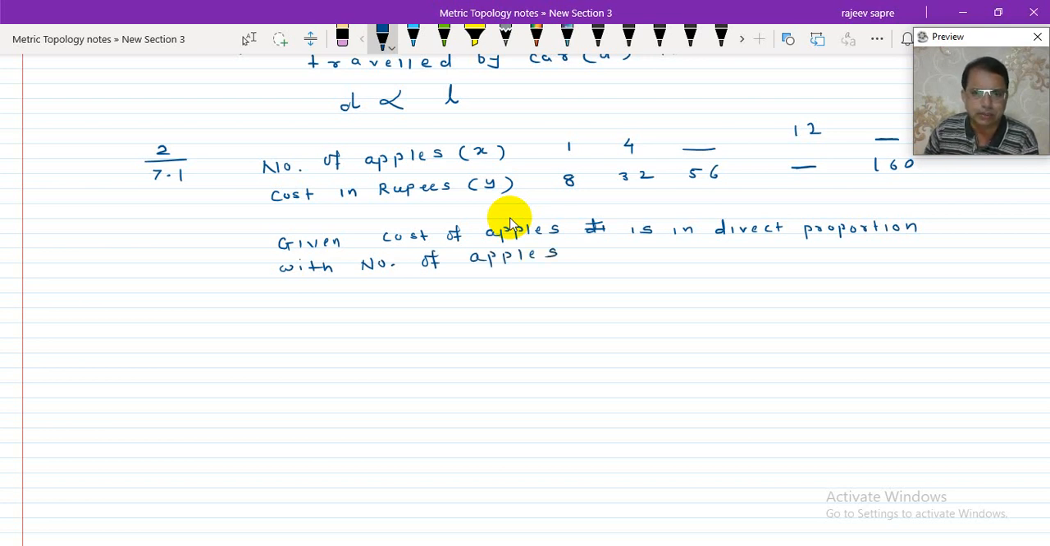म्हणजे दिले त्यांनी व्हॅरिएबल पण दिलेले आहेत, नंबर ऑफ ॲपल्स x, say here this is x and this is cost of the apples, that is y in rupees. मग तुम्हाला त्यांनी सांगितलेलं आहे की कॉस्ट ऑफ द ॲपल इज इन डायरेक्ट प्रपोर्शन विथ नंबर ऑफ ॲपल्स. म्हणजेच मी काय लिहिणार y alpha x, कारण y म्हणजेच कॉस्ट ऑफ द ॲपल्स. So y alpha x. So what does it mean? Alpha you can remove and make it equal by writing y is equal to k into x.